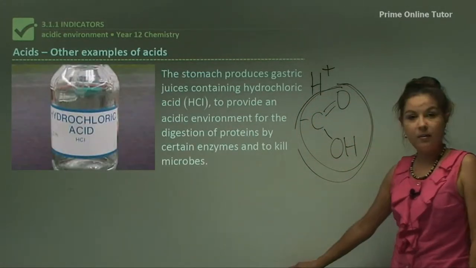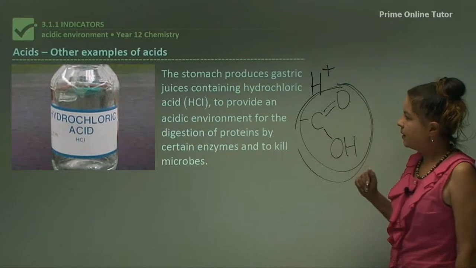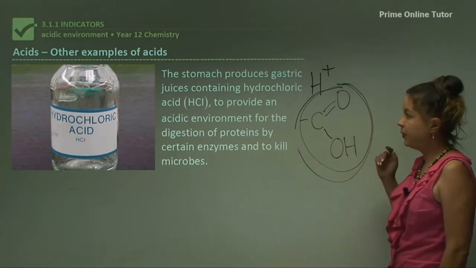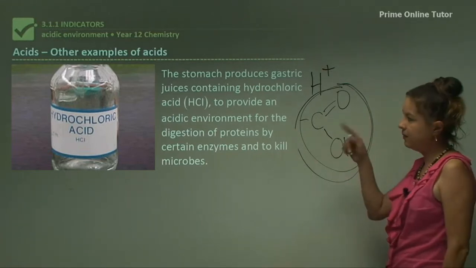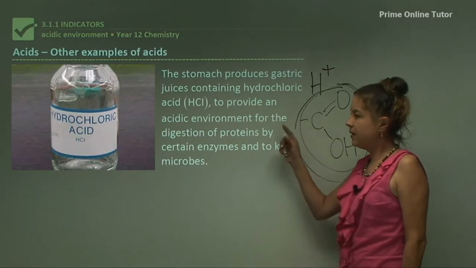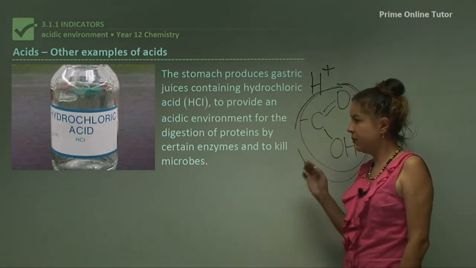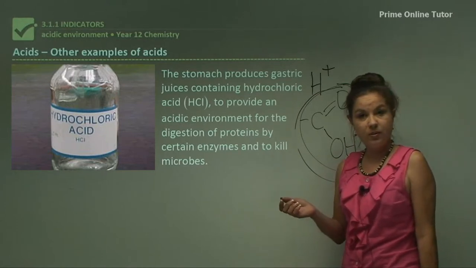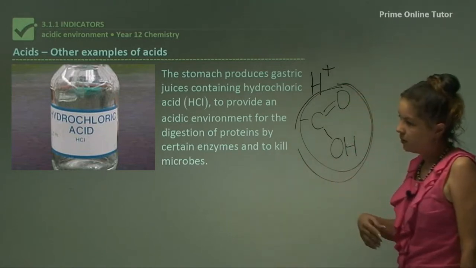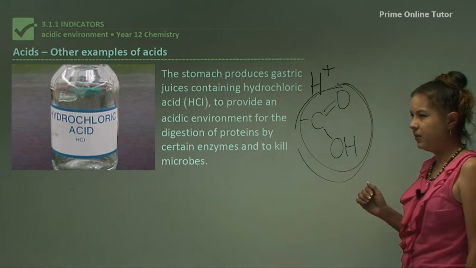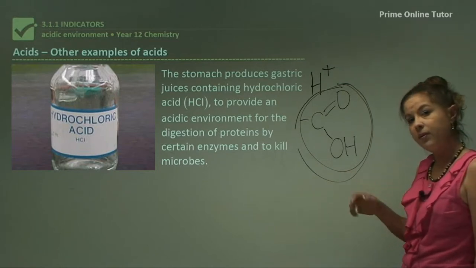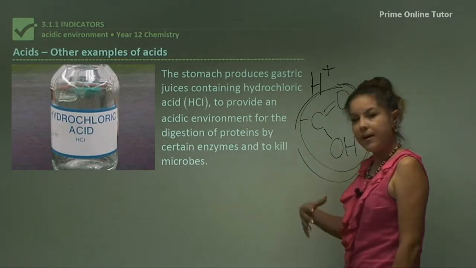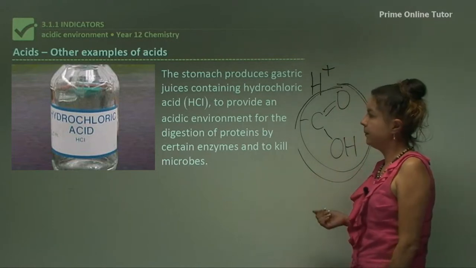Okay, so other examples of acids now. The stomach produces gastric juices, which contain hydrochloric acid, HCl, which provides an acidic environment for the digestion of proteins by certain enzymes and also to kill microbes. So the pH of our stomach is actually approximately about 5.5, and that's in order to break down what we eat and what we drink.